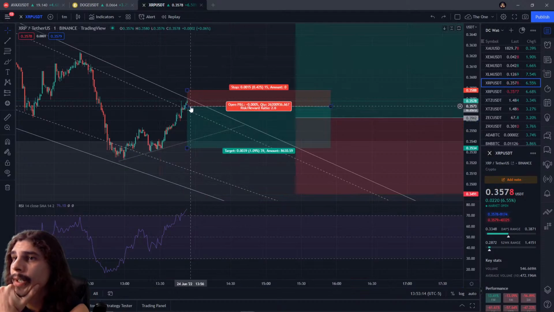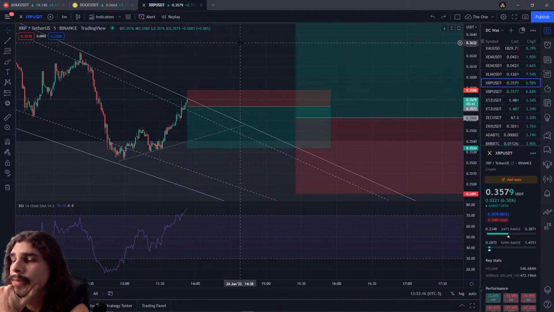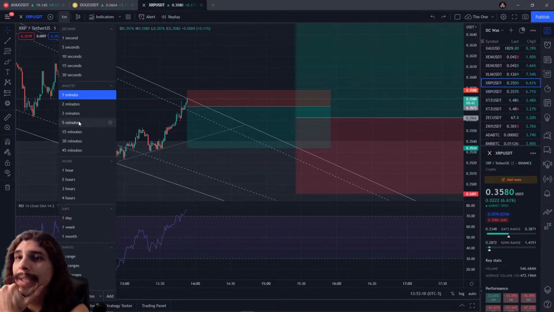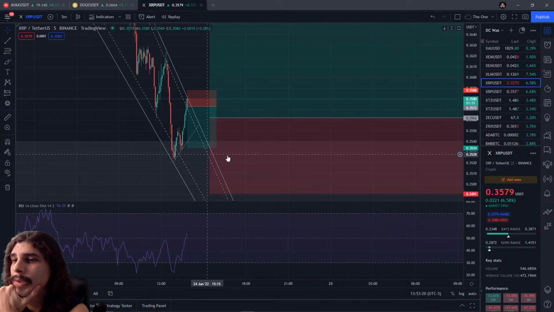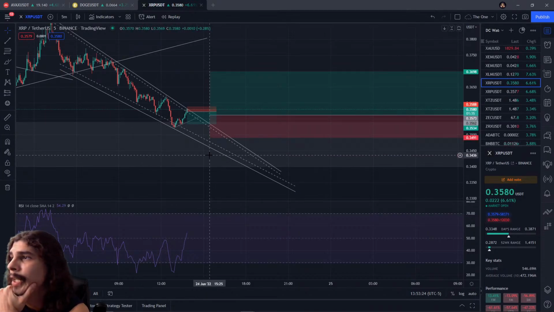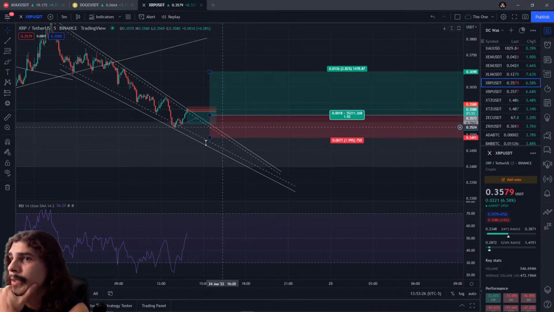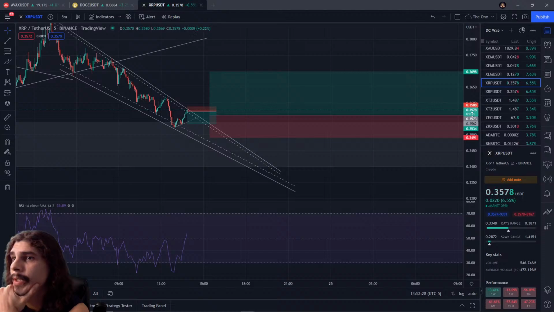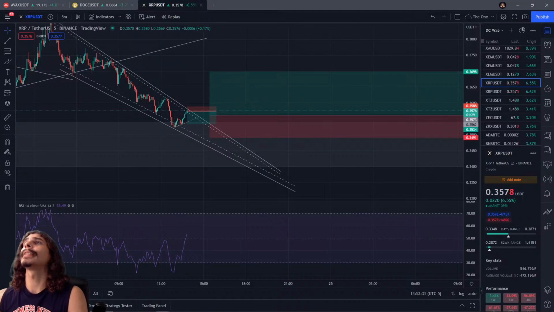All right, let's see if that'll catch. We'll come back to the 5. That's divergence for sure. Man, that's some good divergence. When is that 5-minute candle in? 1 minute and 32 seconds. All right, be a little aggressive.